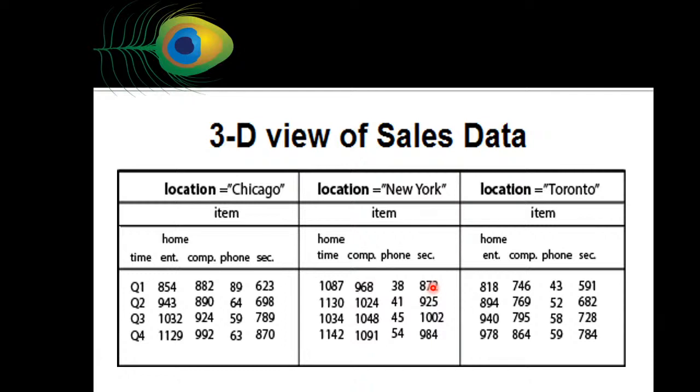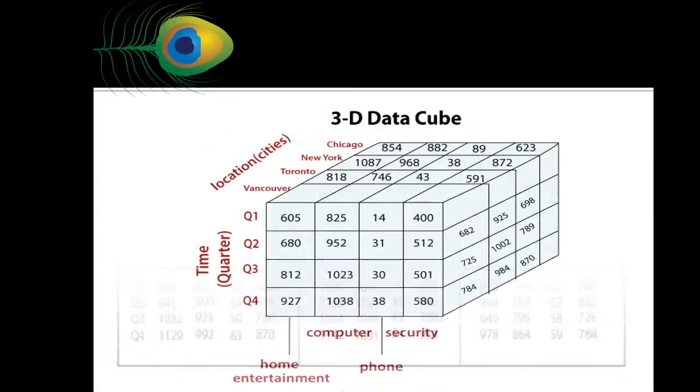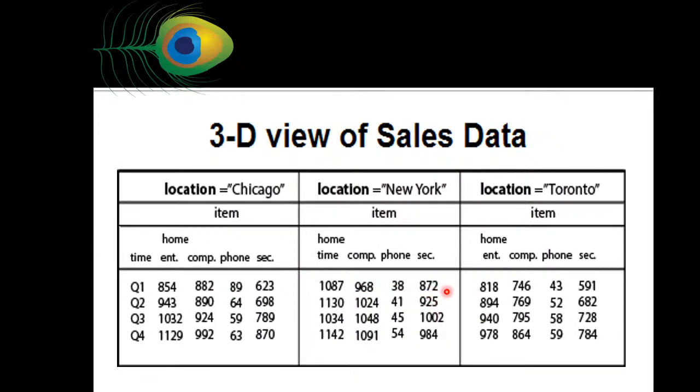Akul, are you listening? Yes, sir. Vijay, did you understand it a little bit? Okay. So now we are taking the value 925. He will explain how this value is stored in the data cube.